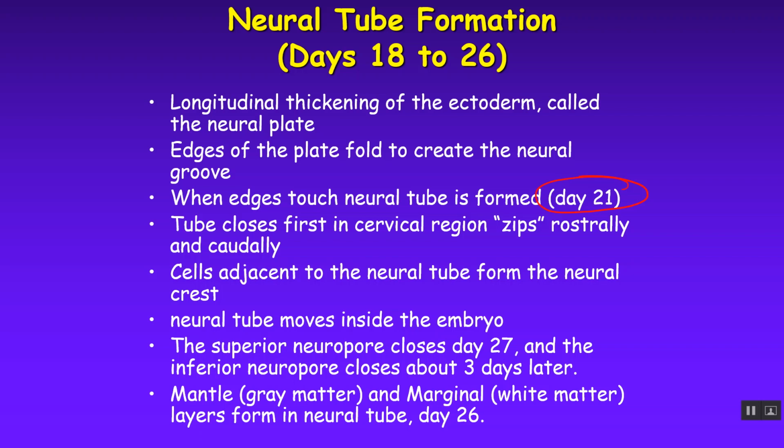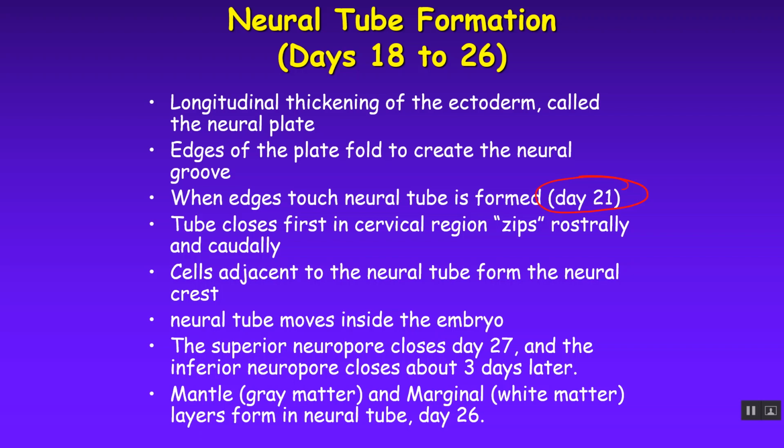The neural tube then moves inside of the embryo. It starts out on the ectoderm, in the dorsal plate there, and then it eventually gets enveloped. Once it closes, it moves inside the embryo completely. And then the superior neuropore closes at day 27. So about a month in is when that superior neuropore closes, which is where your cerebrum is. And then the inferior neuropore, right here down in your sacral area, closes 3 days later.